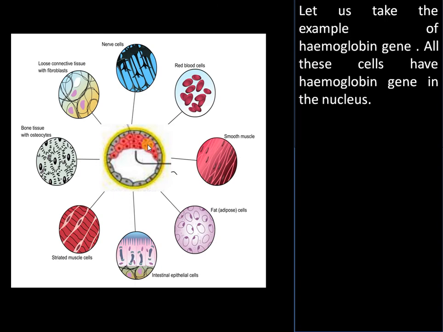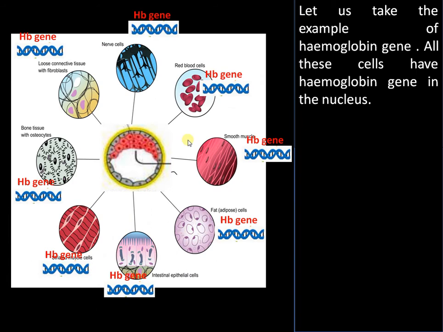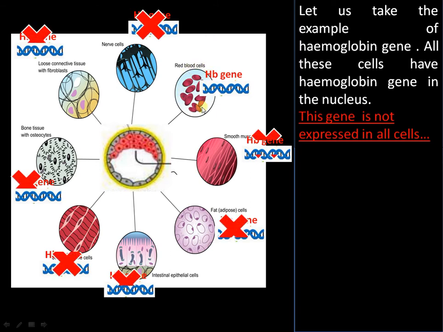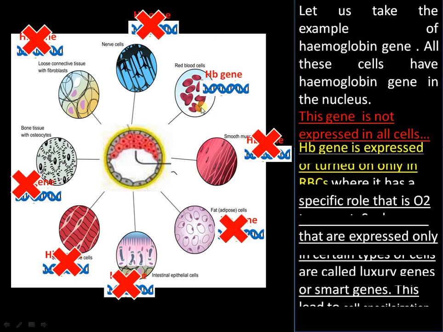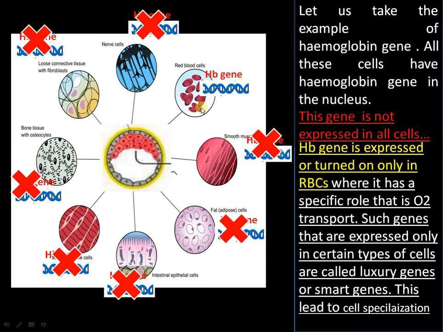Suppose we take the case of the hemoglobin protein or hemoglobin gene that is involved in transport of oxygen. All these cells have the DNA or gene that codes for hemoglobin protein. But this gene is expressed only in RBC, where it has a function, that is oxygen transport. That is called differential expression.